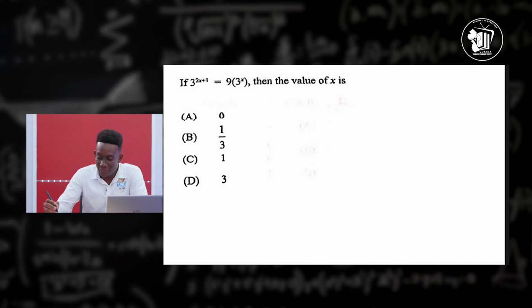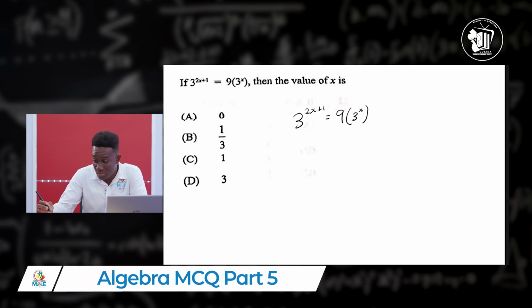So this one says, if 3 raised to the 2x plus 1 is equal to 9 multiplied by 3 raised to the x power, then the value of x is. So we have 3 raised to the 2x plus 1 is equal to 9 multiplied by 3 raised to the x power. So here's the thing. These two things can be equal to each other if both of them have the same bases. So we can make sure that this side has the base of 3.